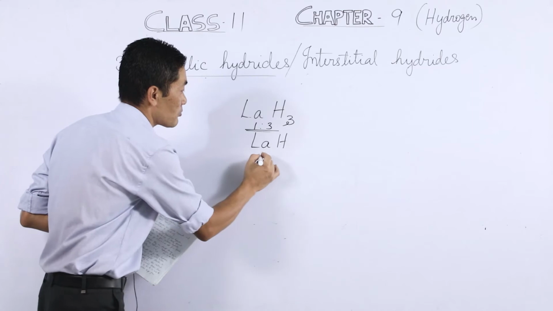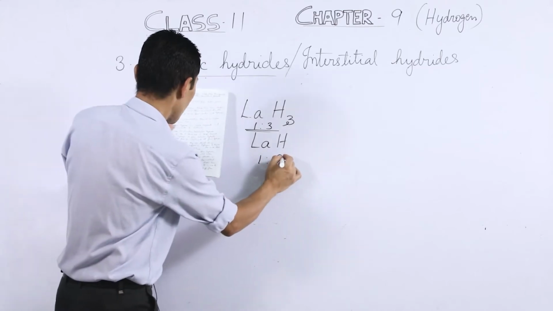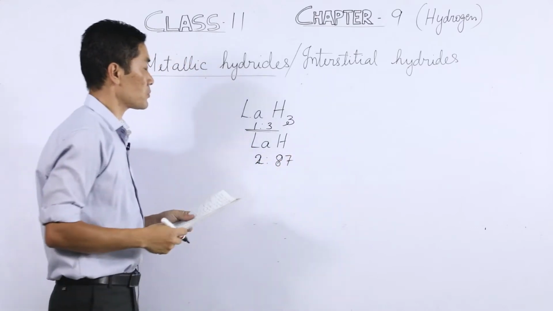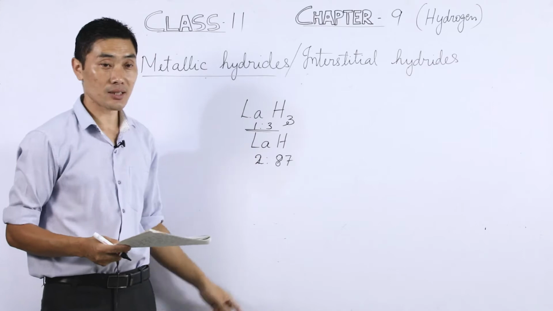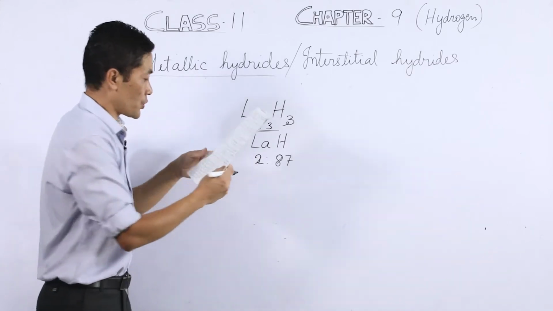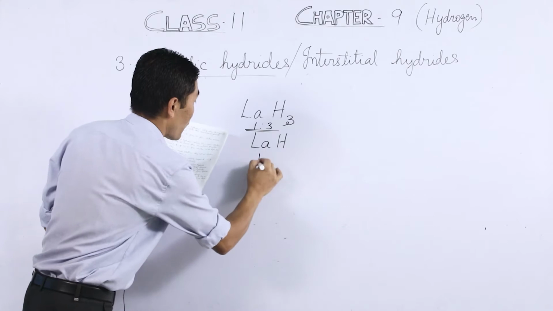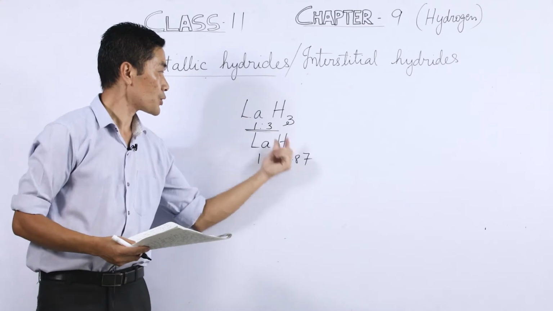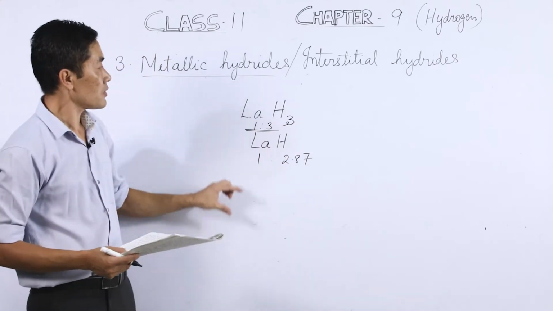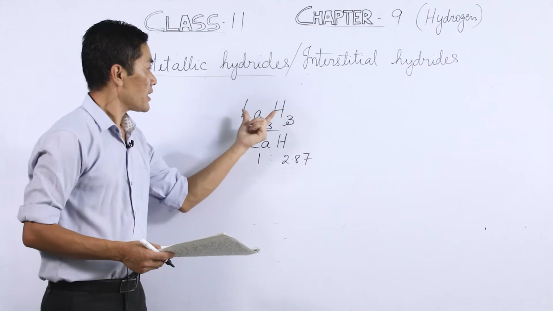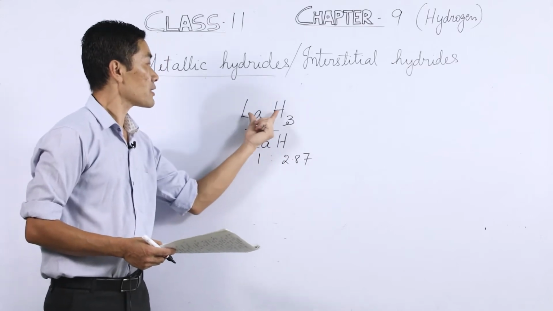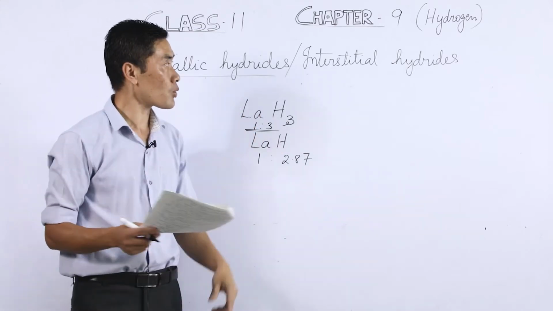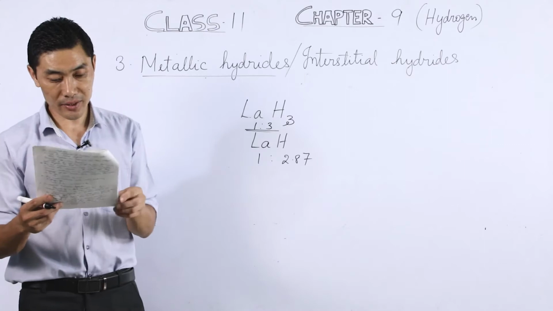But if we see the actual molecule, the ratio is found to be 1:2.87. Not exactly 1:3. So this is less than 3. That means in the actual molecule, the ratio of the different atoms in the molecule is not the same. Therefore, this kind of hydrides are called non-stoichiometric hydrides.